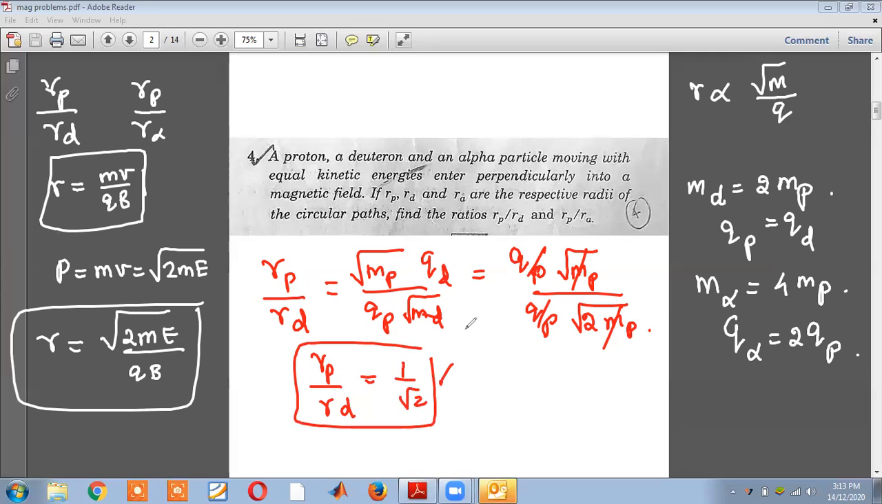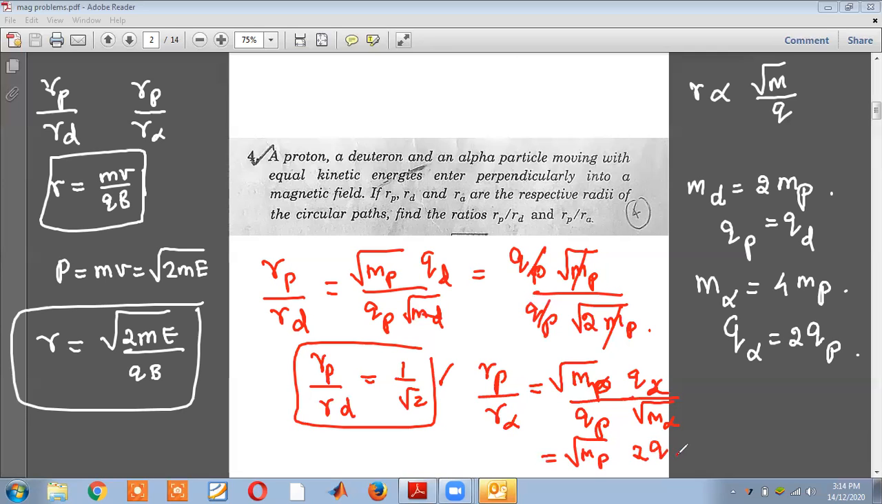Similarly, we can do the same for RP by R alpha as well. RP by R alpha turns out to be root MP divided by QP over root M alpha divided by Q alpha. So please substitute the known values: root MP here, 2 times QP divided by QP here, and root of 4 times MP. I can take 4 outside, which is 2 times root MP. So let me cancel the terms over here. If I'm cancelling, I'm getting 1. So the ratio of RP by R alpha turns out to be 1.